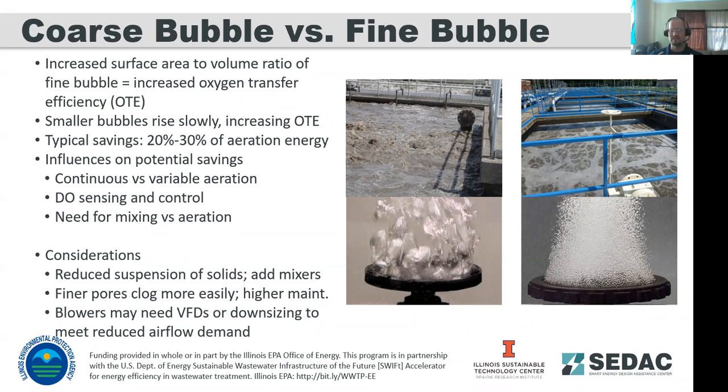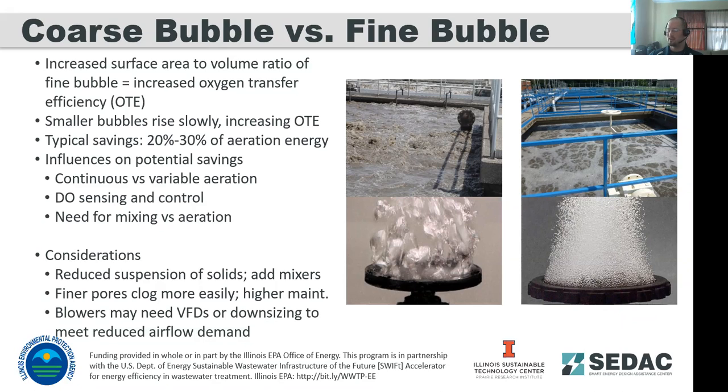Another thing to consider is that the finer pores on a fine bubble system are more prone to clogging. As you build up scum on those diffuser plates and openings, it will transition back towards more of a coarse bubble operation, and you'll start seeing a reduction in oxygen transfer efficiency.